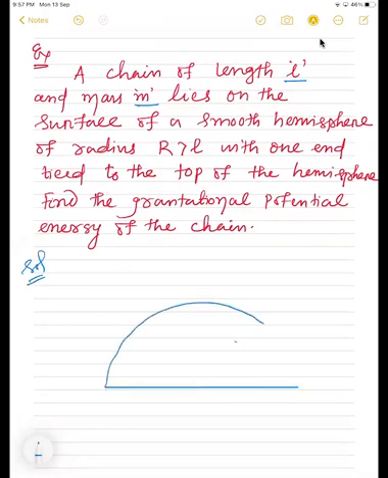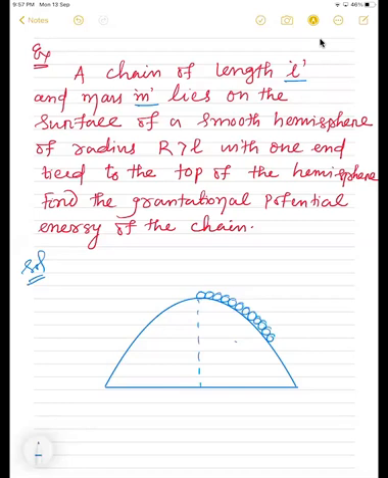Correct. Glad there is a hemisphere, students. Exactly, from this top a chain is tied like this, look carefully. And this is the radius, let this be the center and this is the radius. Correct. And this chain, what did we do with it? With one end tied to the hemisphere, find the gravitational potential energy of the chain. What is the gravitational potential energy of the chain?